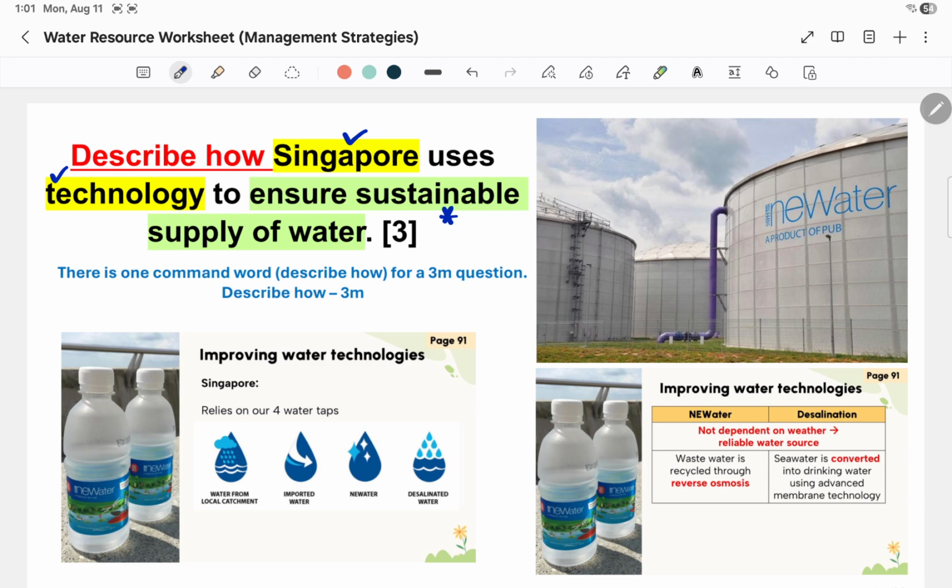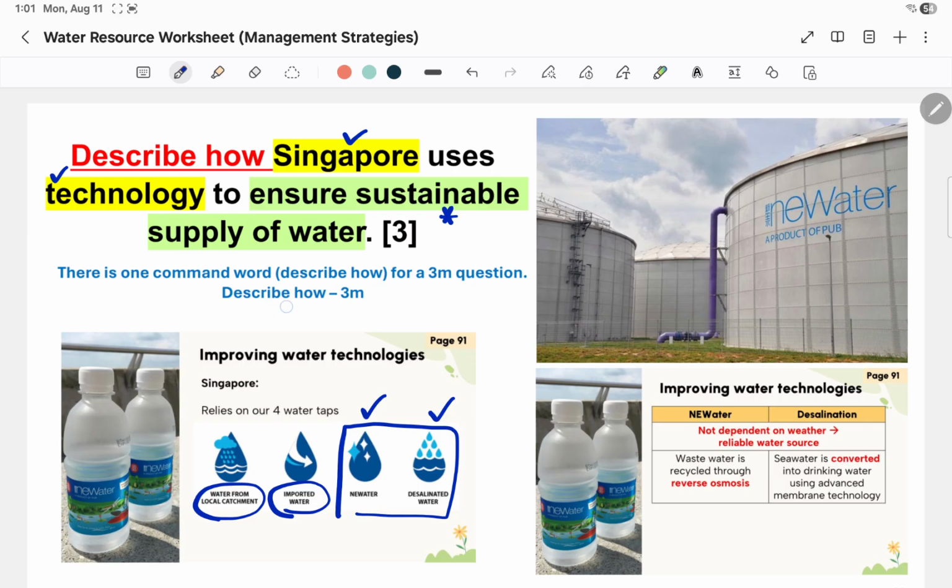Okay, so looking at the textbook, some of you look at page 91 and you realize that Singapore has 4 national taps, and some of you talked about water catchment and imported water. Are these related to the use of technology? Sure, there are some aspects of technology, right? We have to purify the water, we have to ensure that the water is clean enough for consumption. But the two main strategies where we use technology intensively are these two. So the answer could only be about new water or desalinated water.